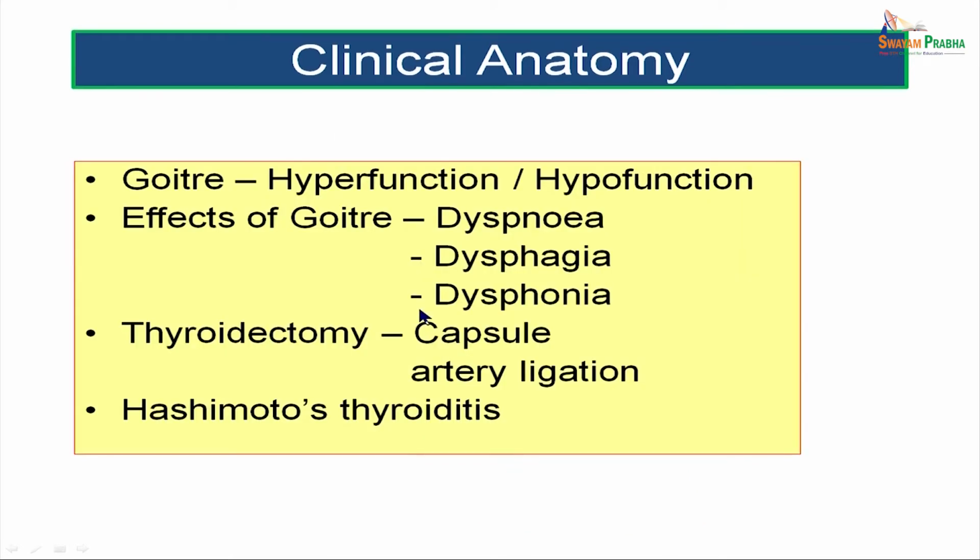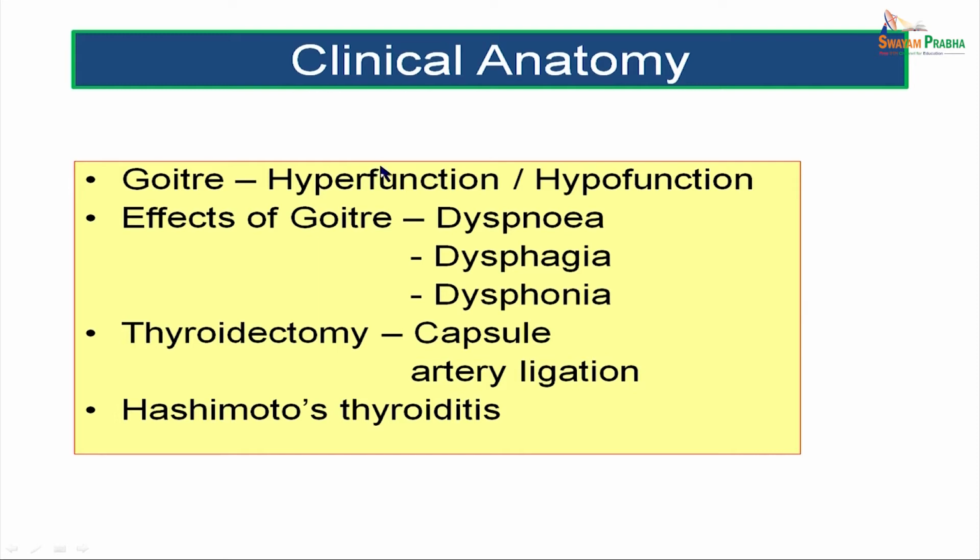The other applied aspects related to the thyroid gland: an enlarged thyroid gland, not due to physiological enlargement like menstruation and pregnancy, will be called a goiter. Goiter can be associated with hyperfunction or hypofunction. When it is hyperfunction, when there is excess secretion, then it is called thyrotoxicosis. The swelling is the goiter along with thyrotoxicosis due to hyperfunction.